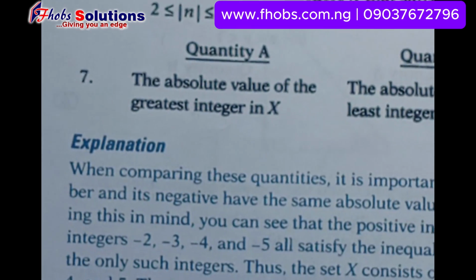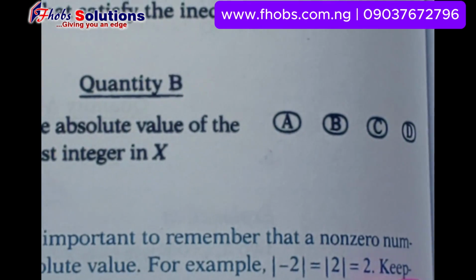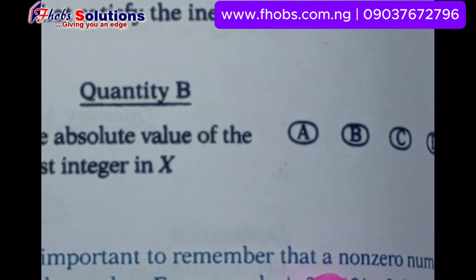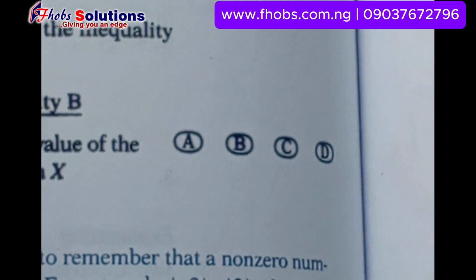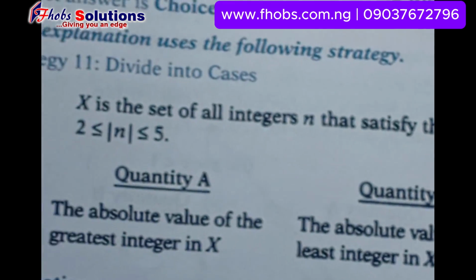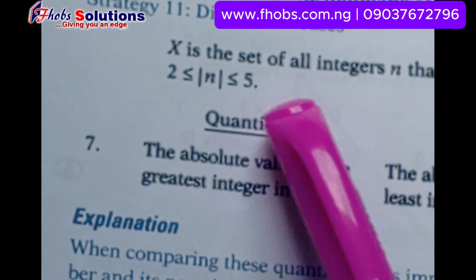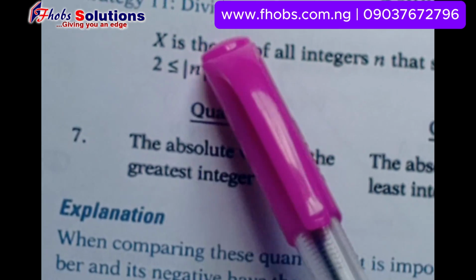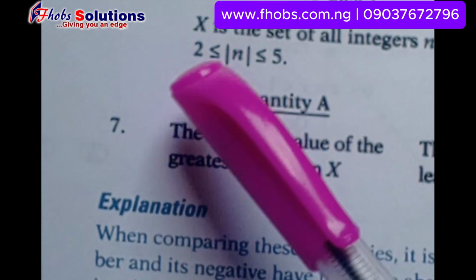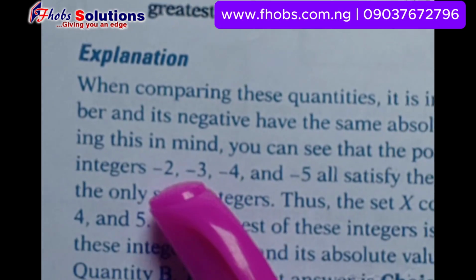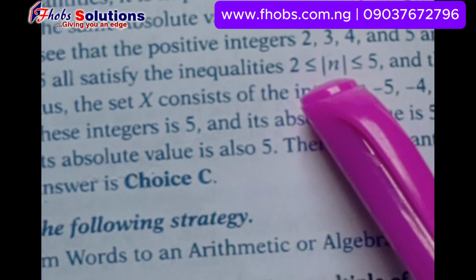For example, the absolute value of minus 2 is the same thing as the absolute value of 2, which is 2. Whether the number is positive or negative, the absolute value will always be positive. What that means is that if I pick minus 2 as n, by the time I put it into this inequality, it now becomes 2. The absolute value of n, which is minus 2, becomes 2. And because 2 is part of the list of the numbers that satisfy this inequality, we can say that minus 2, minus 3, minus 4, and minus 5 all satisfy the inequality given.